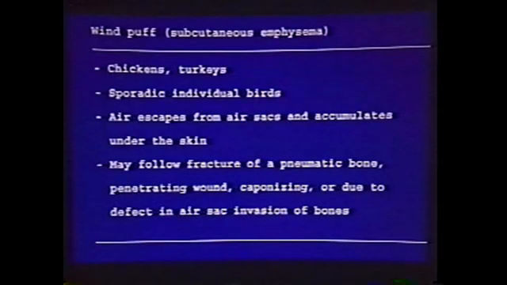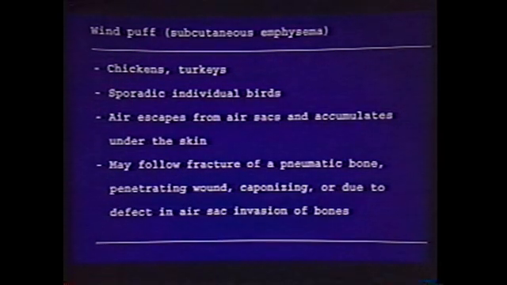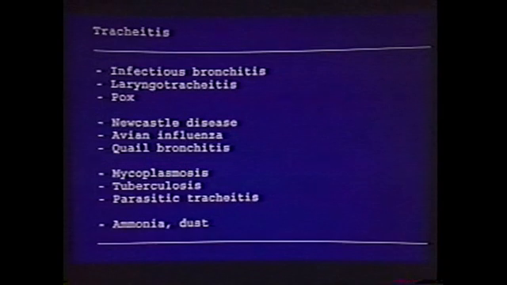Also, the air sacs in birds penetrate the bones. That's why I call some of the bones pneumatic bones: the wing bones, some of the vertebrae, the skull. Air sacs continue into these bones. And if there is a defect in air sacs penetrating these bones, that's where you're going to see some escape of air. This individual bird problem has no significance at all. I just want you to be aware of that.